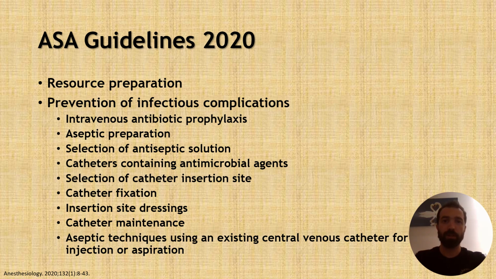The ASA guideline was updated a few years ago. It's extremely detailed. It discusses proper resource management. It includes recommendations for asepsis rules to prevent infectious complications, the use of antimicrobial impregnated catheters, selection of catheter insertion sites, catheter dressing, and duration of catheter use.